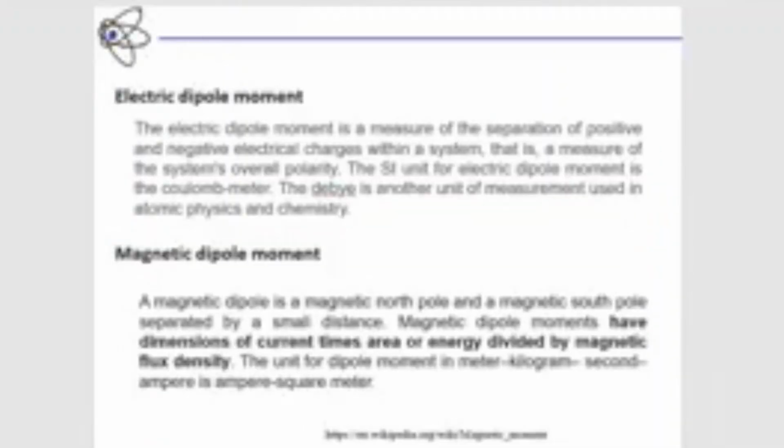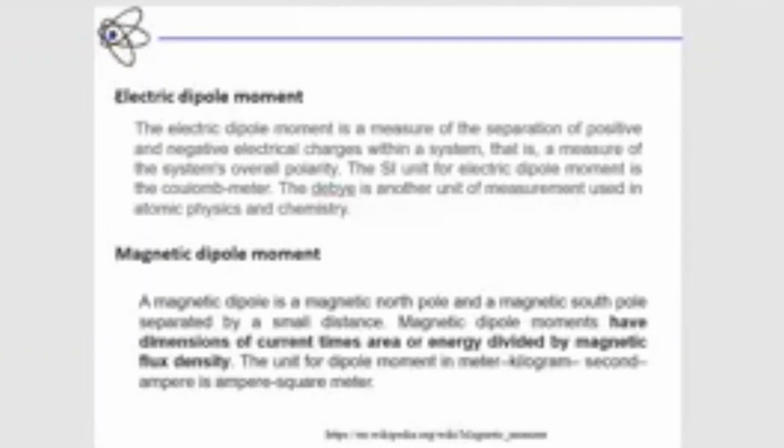Before I start, one very important thing: the definition of both dipole moments. The electric dipole moment is a measure of the separation of positive and negative electrical charges within a system. That is a measure of the system's overall polarity. The SI unit is coulomb meter, and debye is another unit used in physics and chemistry.